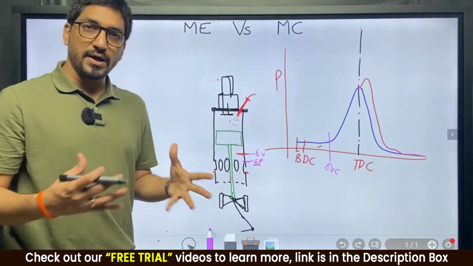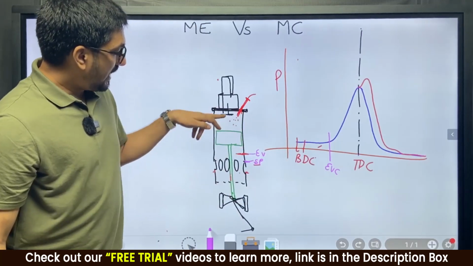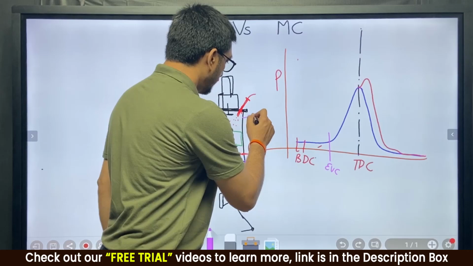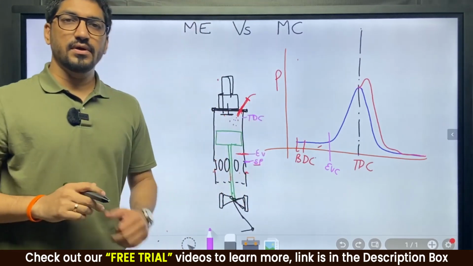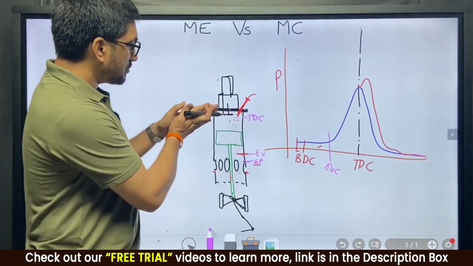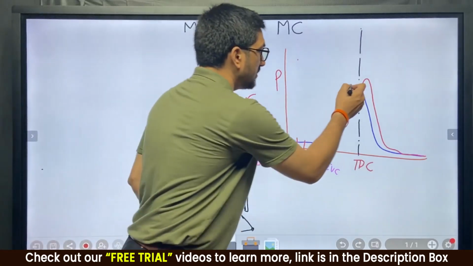Now pressure will start to build up, and it goes up, and up. At TDC position, this is TDC, I'm expecting the compression pressure to be maximum because it has compressed to a maximum degree. This is that position, this point.